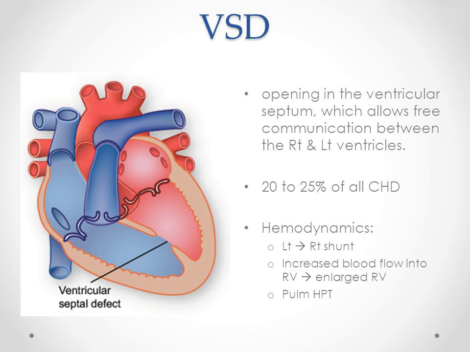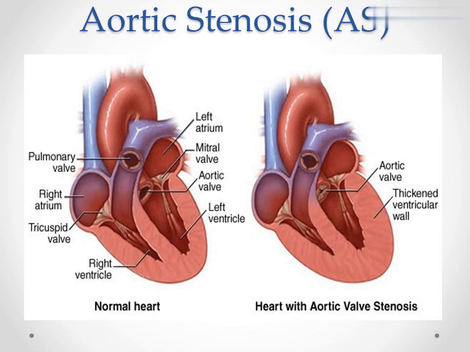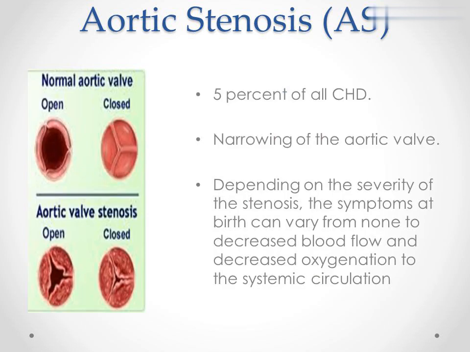Pulmonary hypertension. Aortic stenosis, AS, 5% of all CHD. Narrowing of the aortic valve. Depending on the severity of the stenosis, the symptoms at birth can vary from none to decreased blood flow and decreased oxygenation to the systemic circulation.